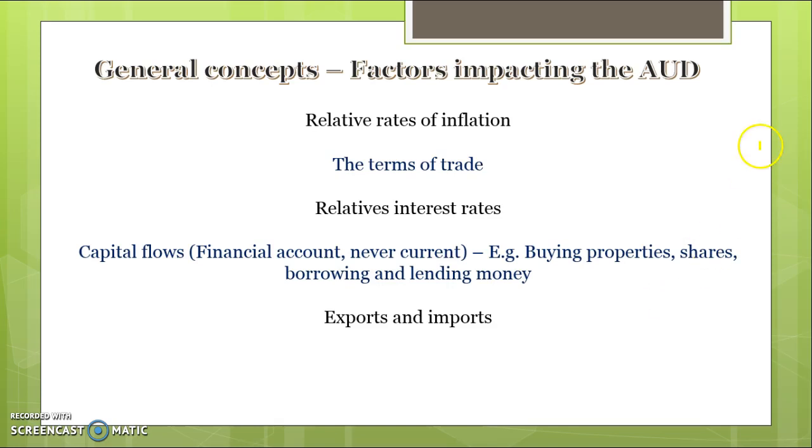So the key things impacting the dollar, the relative rates of inflation. If our inflation is higher compared to other countries, then we'll export less and import more because we're less internationally competitive. That will cause more supply of the dollar and less demand for the dollar, and the dollar will go down. Okay, so relative rates of inflation is one factor.